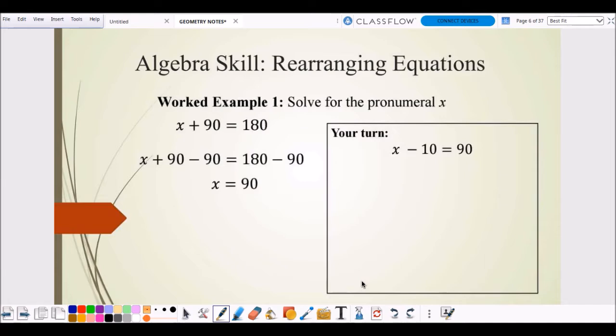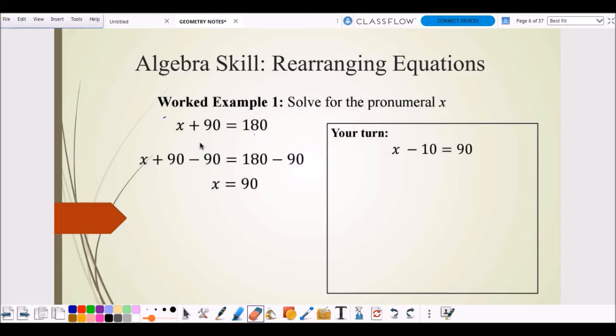Let's look at some examples here. If I want to figure out what x is, in this one, x plus 90 equals 180, I have to isolate, rearrange it, make x by itself. So if you have a look at this equation, what should I move to make x on its own? Good, the plus 90. So you've got to get rid of that plus 90.